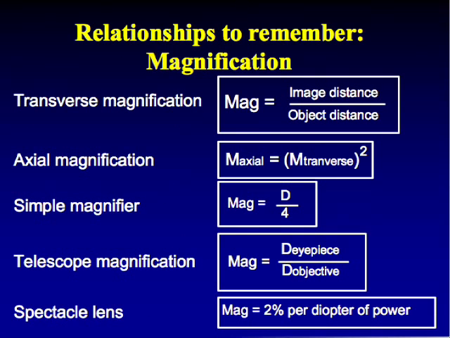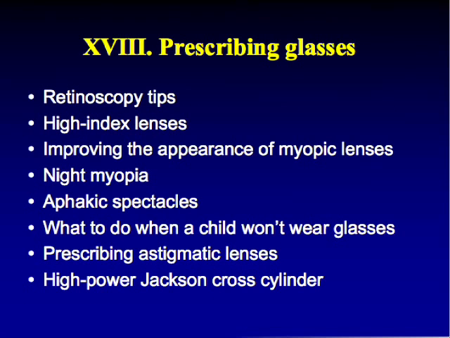And then the magnification formulas, and we're going to revisit these as we look at some of the instruments that we work with. One, I just said, image distance over object distance, but then the transverse is the square of the axial, and then a simple magnifier versus a telescope and spectacle magnification. So that's it. That whole wall of formulas breaks down into these concepts that we've covered to some extent over the course of this day.